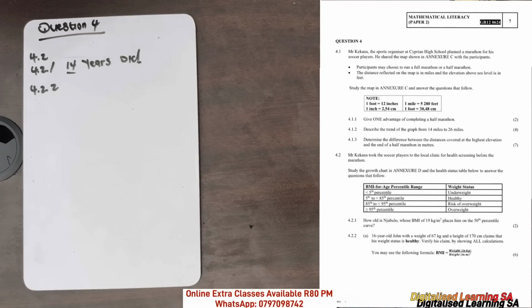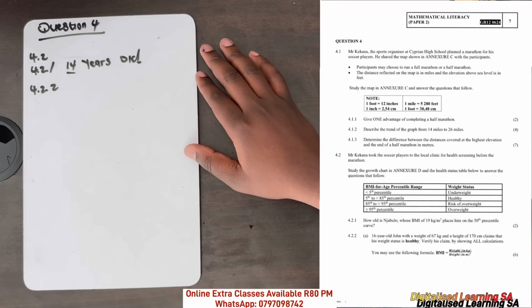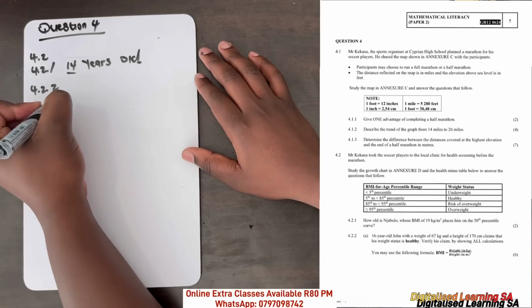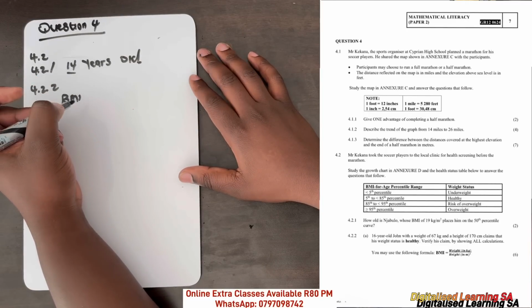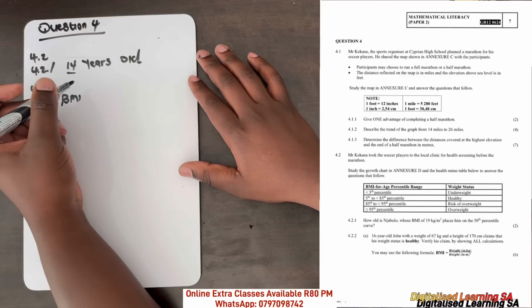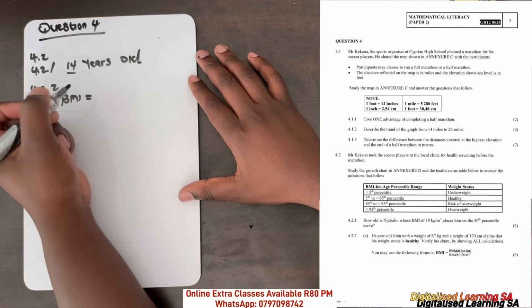Okay, so we are told that 16-year-old John with a weight of 67 kilograms and a height of 170 centimeters claims that his weight status is healthy. Verify his claim by showing all calculations. So we are given a formula. First we need to find our BMI, so that we can check whether he is healthy or not.